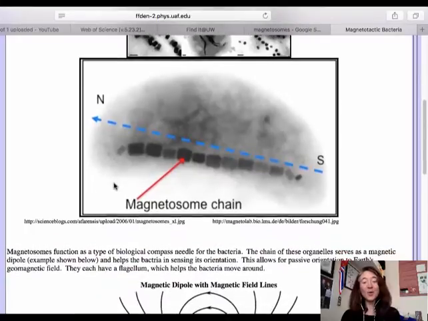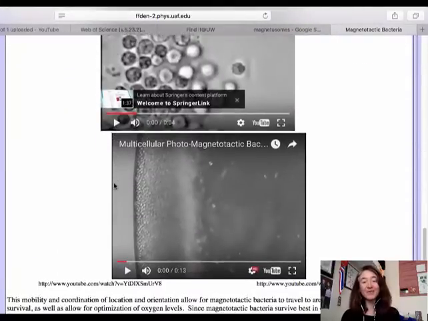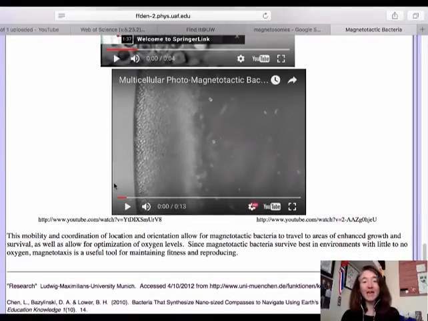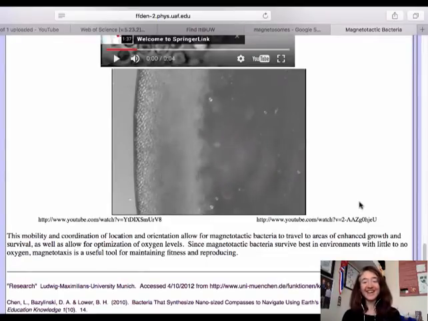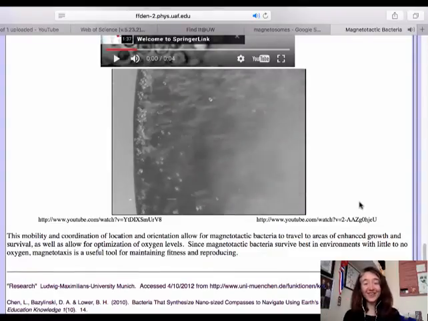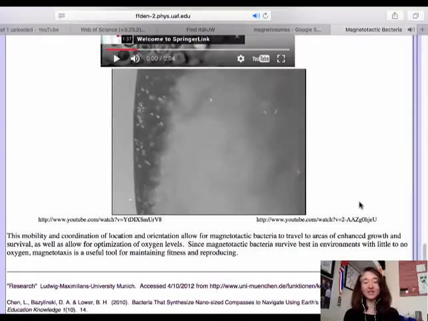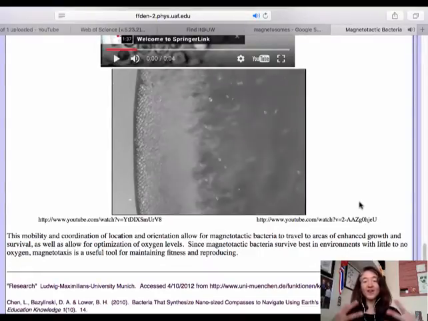Now, there is also on this page an incredibly cool video, and I'm going to go ahead and play it. These are photomagnetotactic bacteria, meaning that they orient both with respect to light and with respect to the Earth's magnetic field. So check this out. Holy cow. Absolutely incredible to think about bacteria who are being that responsive to that basic feature of the Earth.